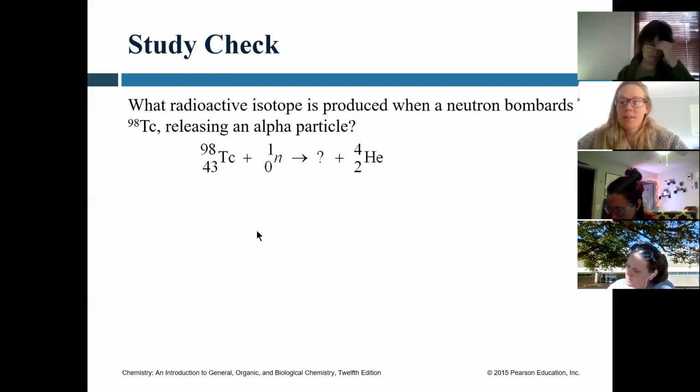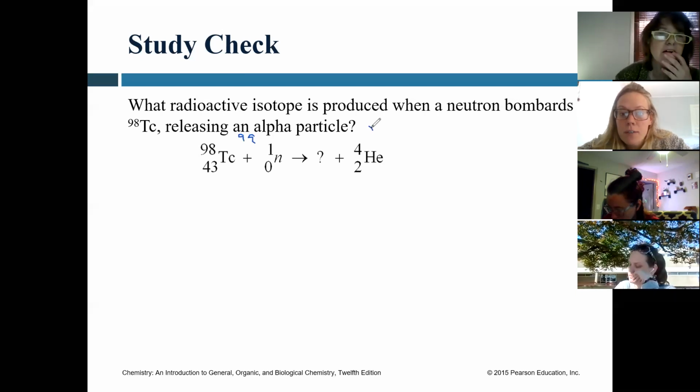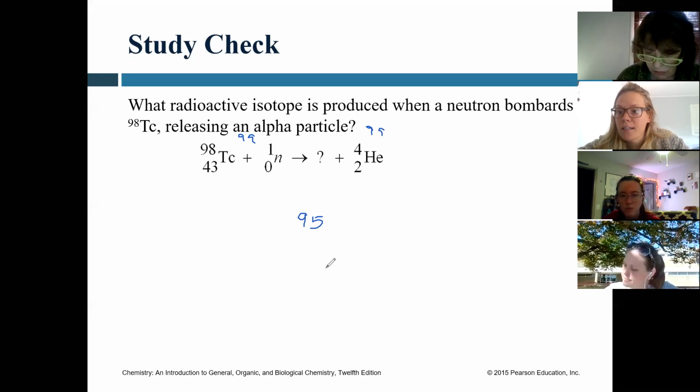Okay, so just make sure you're totaling everything up. So on this side, the top value, 98 and 1 means that I have a value of 99. So this should also be a value of 99. My mystery isotope will have an atomic mass of 99 minus the 4 is 95. You good with that number? Where that number's coming from? A couple ladies I can see.